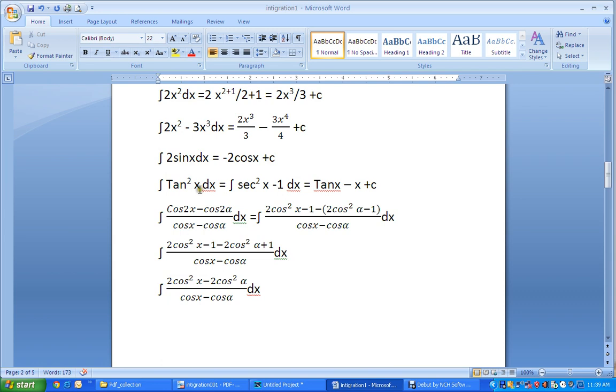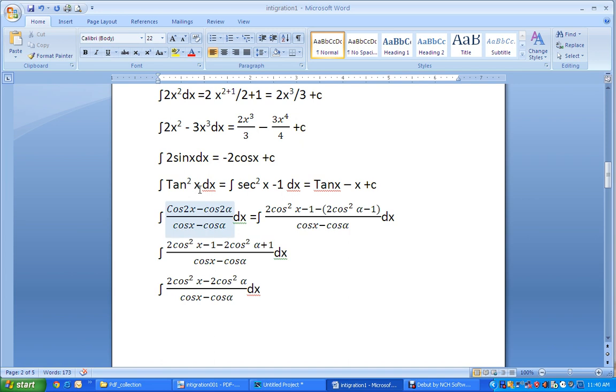There is no direct formula for the integration of tan square x, so we will apply a trig formula. For tan square x, the formula is secant square x minus 1. So the integration of secant square x minus 1 dx. Now we will separate it into two parts: integration of secant square x dx minus integration of dx. For secant square x, the integration will be tan x, and for dx, the integration will be x. So the value will be tan x minus x.